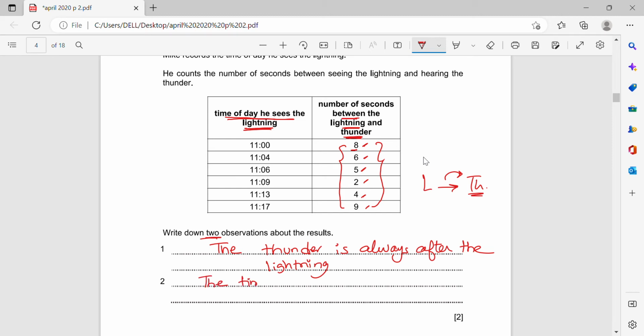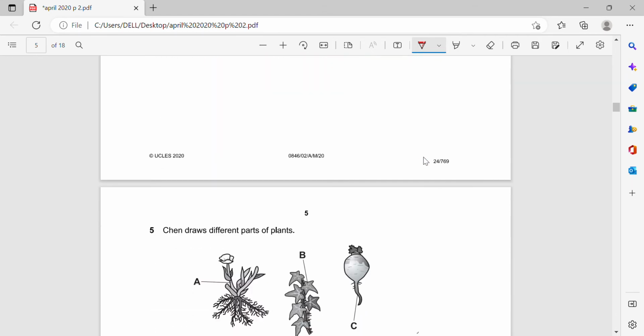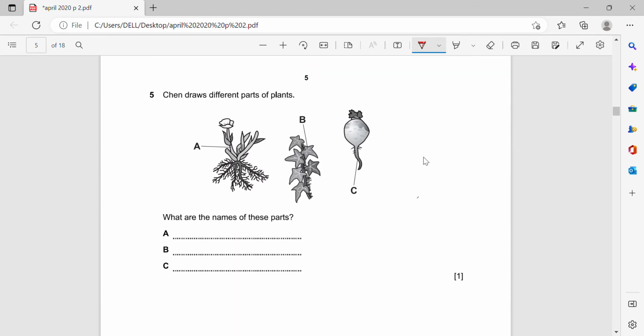time difference between the thunder and the lightning varies. بيختلف. Okay? طيب. Let's go to question number 5.